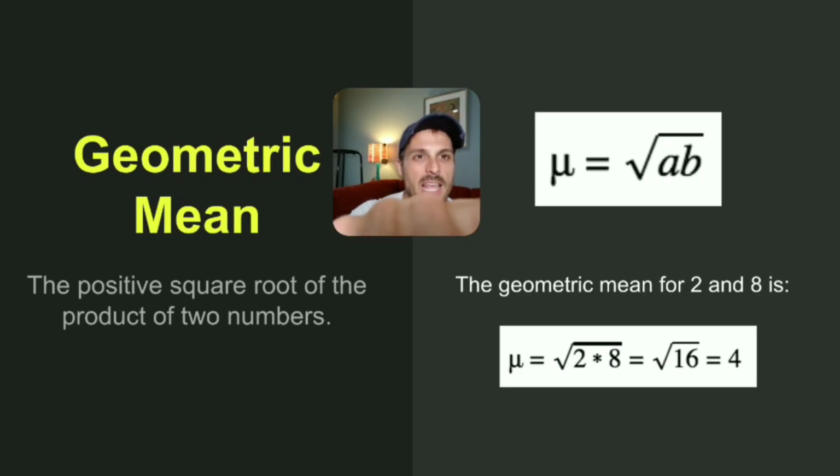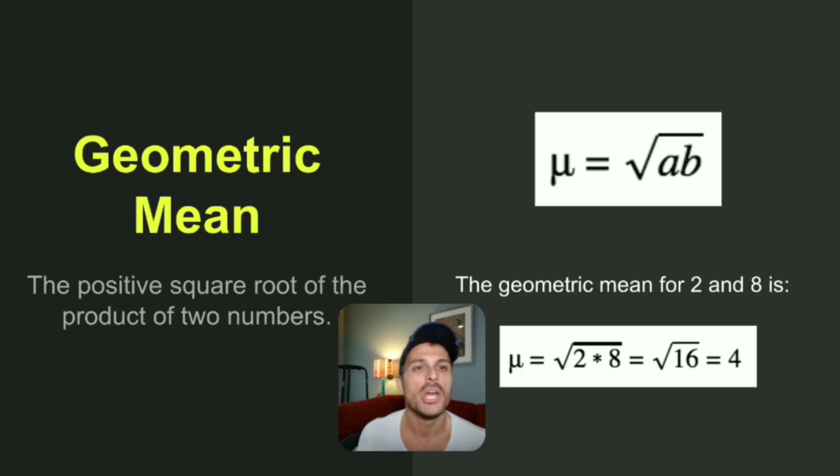For example, 2 and 8. I'm going to multiply them together. That gives me 16. I take the square root of 16, and that gives me 4. If I take the usual arithmetic mean, 2 plus 8 is 10, 10 divided by 2 is 5. So the arithmetic mean and the geometric mean aren't going to be the same number.